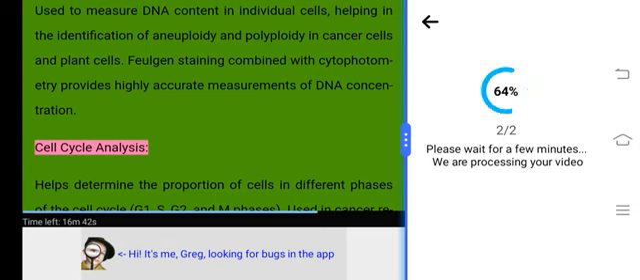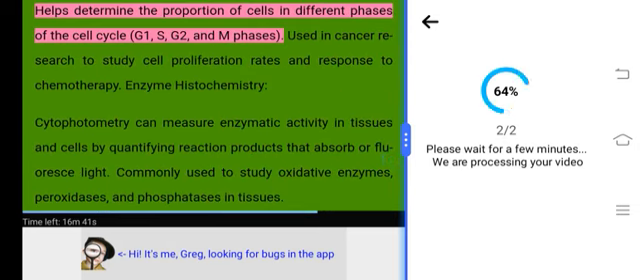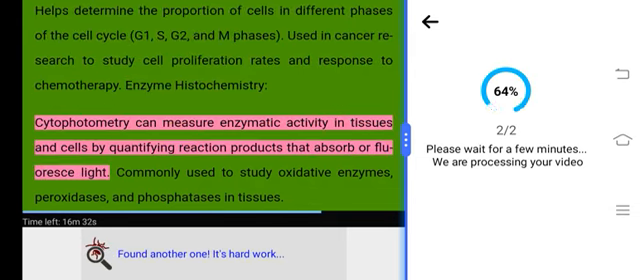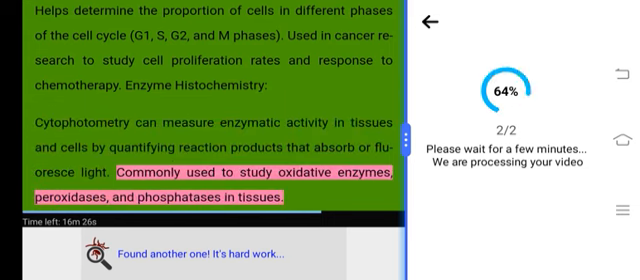Cell cycle analysis. Helps determine the proportion of cells in different phases of the cell cycle: G1, S, G2, and M phases. Used in cancer research to study cell proliferation rates in response to chemotherapy. Enzyme histochemistry. Cytophotometry can measure enzymatic activity in tissues and cells by quantifying reaction products that absorb or fluoresce light. Commonly used to study oxidative enzymes, peroxidases, and phosphatases in tissues.